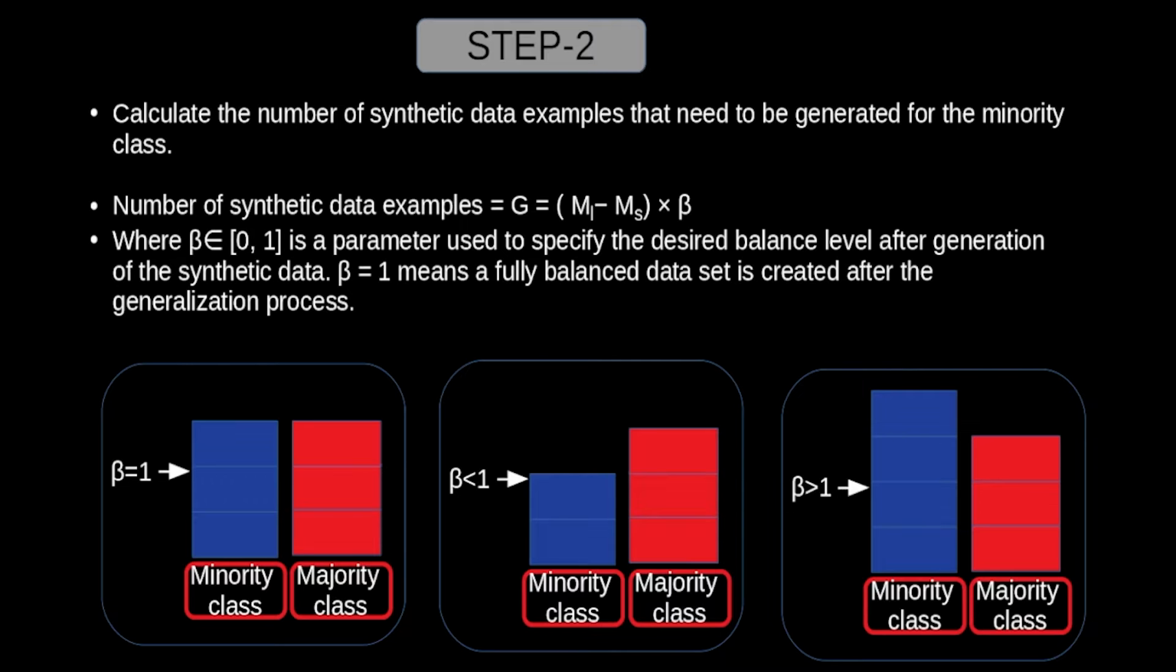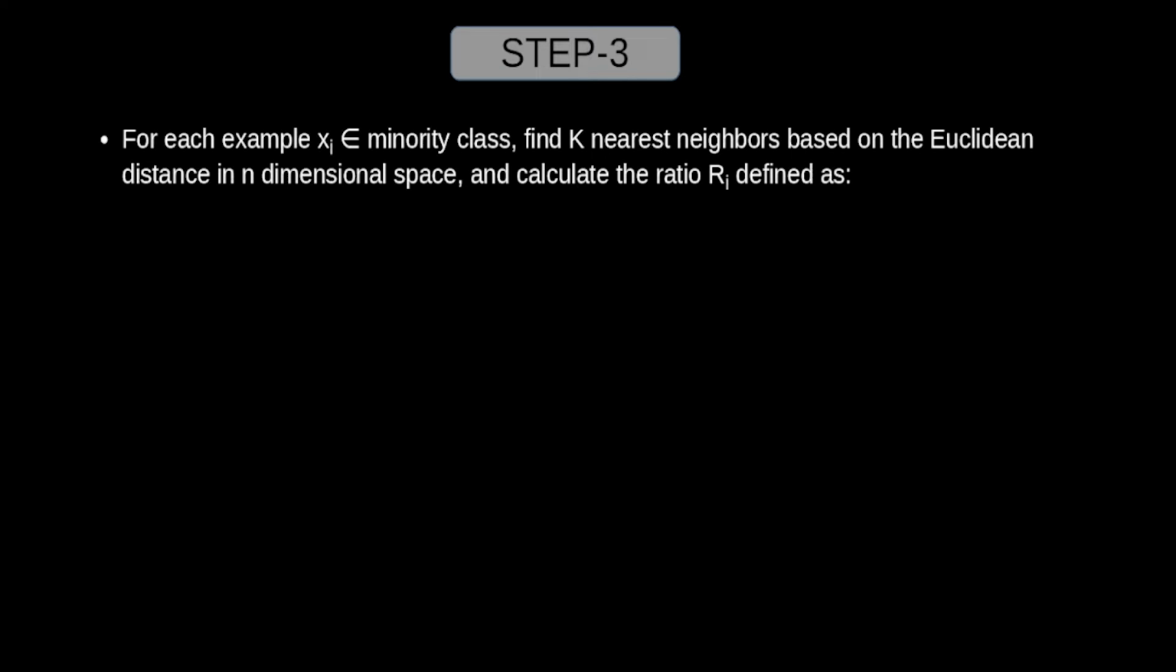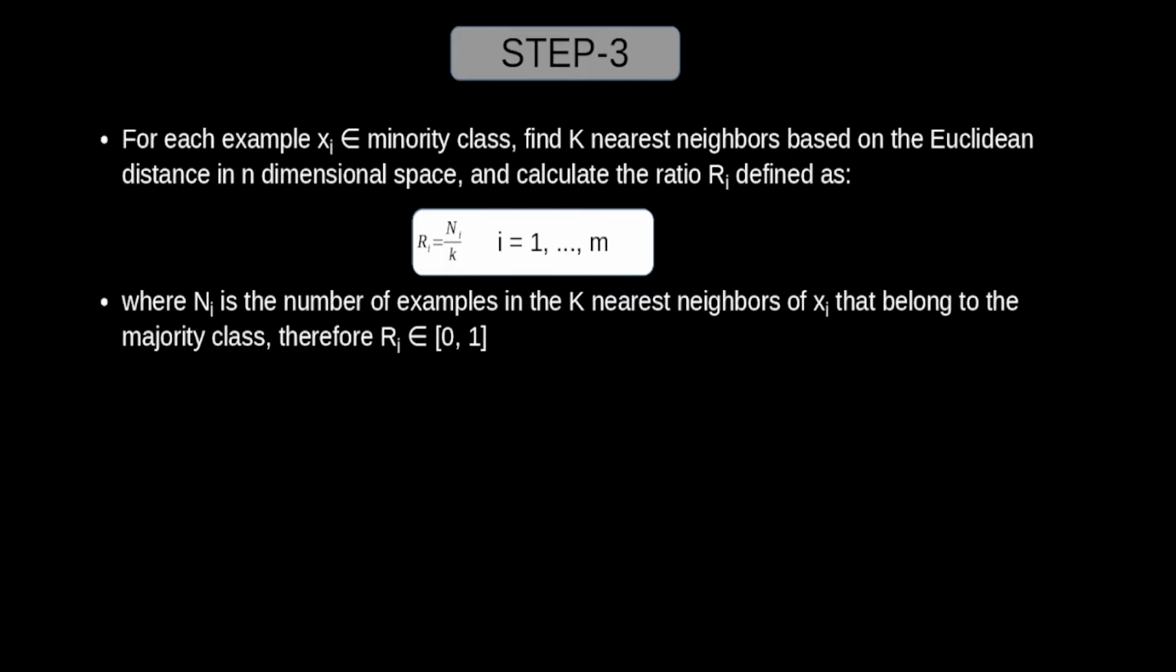Now let's move on to step 3. In step 3, for each example xi belonging to the minority class, we find k nearest neighbors based on the Euclidean distance in the n-dimensional space. And we calculate the ratio Ri, which is defined as Ri equals Ni divided by k, where i runs from 1 to ms. Ni is the number of examples in the k nearest neighbors of xi that belong to the majority class, and Ri always lies between 0 and 1.